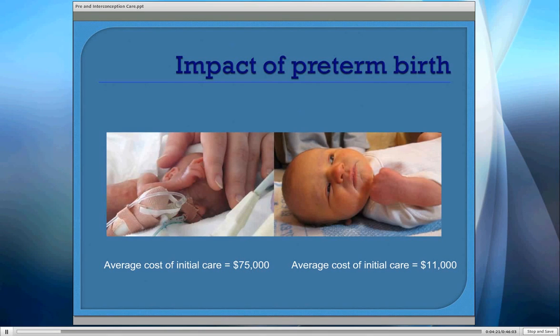High preterm birth rates contribute to rising healthcare costs. According to a 2006 Institute of Medicine report, preterm births cost the United States more than $26 billion annually. On average, a preterm birth costs $75,000, about 7 times the $11,000 cost of a normal full-term birth. Preterm birth also exacts a tremendous human cost. It is the leading cause of neonatal death and a major contributor to infant morbidity.